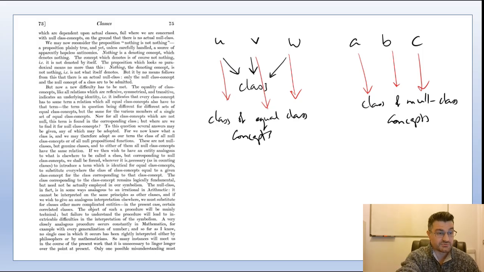And apparently this relation is the same. So the relation that U has to the class of equal class concepts and V has to it is the same relation. I would say it's probably something to do with the membership relation or something like that. So it's the same relation in each case apparently.